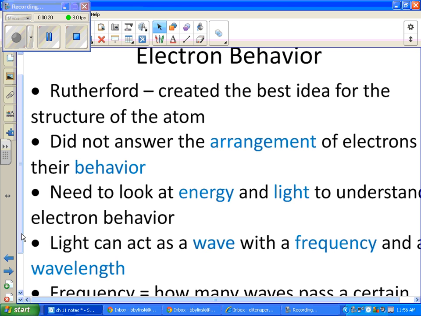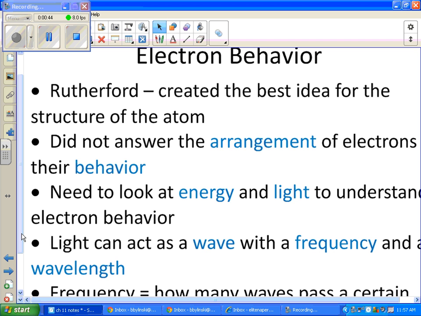So one of the more famous people was Rutherford, and if you remember, he discovered the nucleus with the gold foil experiment. And at the time, he had created the best idea for the structure of the atom. The problem is he did not answer the arrangement of electrons and their behavior. So that's what this chapter is all about. We are focusing mainly on the electron.